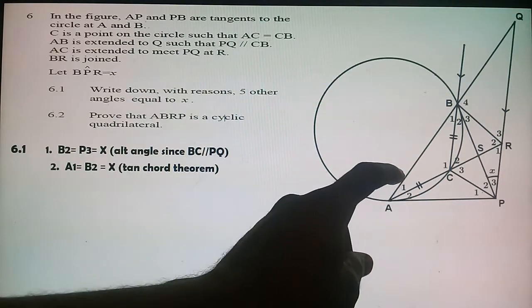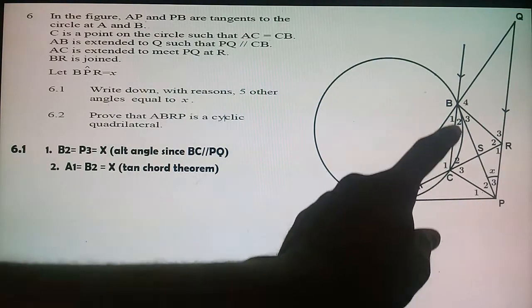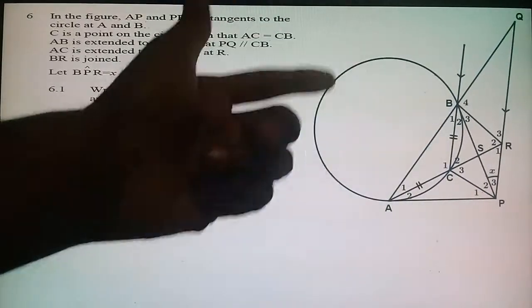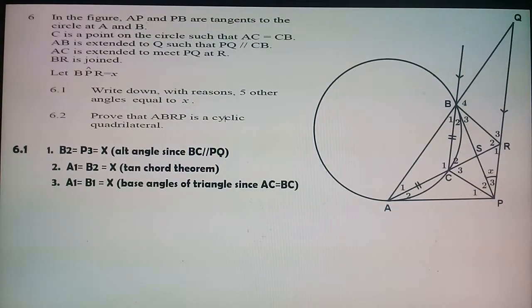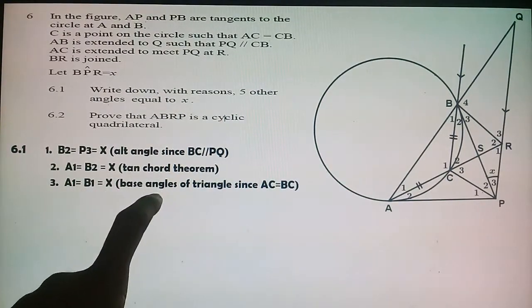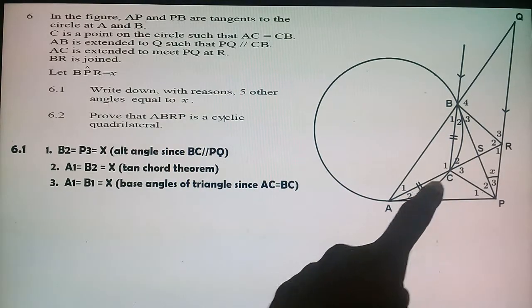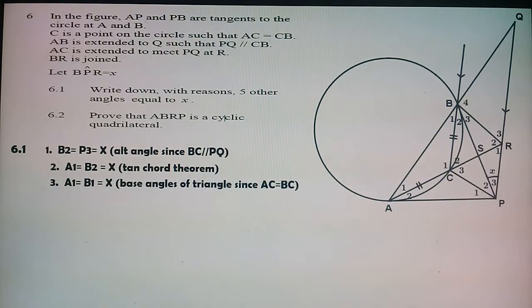We have now our A1. But we are told that AC equal to BC. How can you conclude about A1 and B1? A1 equals B1, the base angles of this triangle. Therefore, A1 equal to B1 equal to X. The reason for that, base angles of an isosceles triangle, since we are told that AC equal to BC. Then you get that answer.